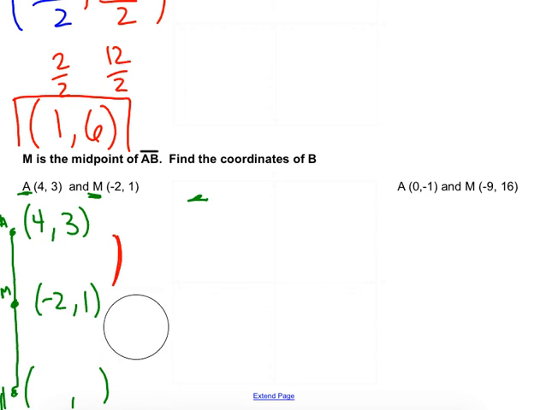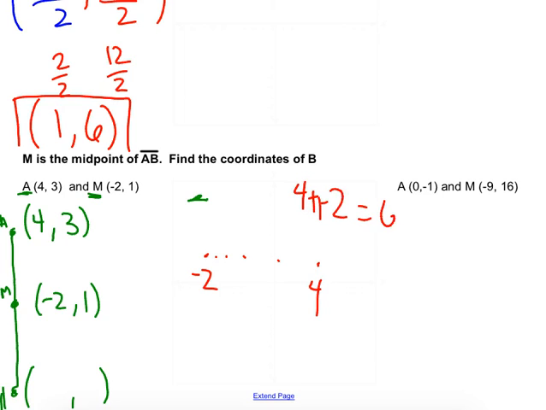So let's just think about this logically, okay? How am I going to get from -2 to 4? What's the difference between 4 and -2? Just take 4 minus -2, and we get 6. So I had to do +6. How do I go from 1 to 3? Well, you all know that's just by adding 2.